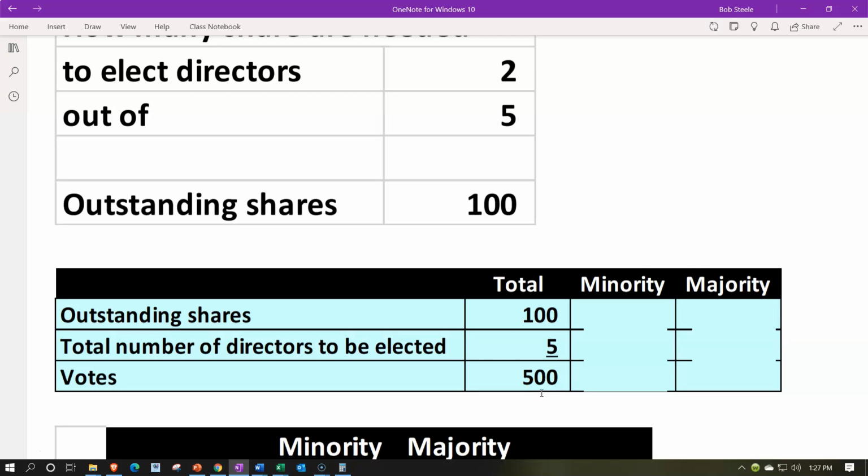But here, we're going to say you still get 5 per position that's going to be covered, but you don't have to vote for each one of the director positions. You can put them where you want, but we still have the 500 votes. You just now have more flexibility with them.